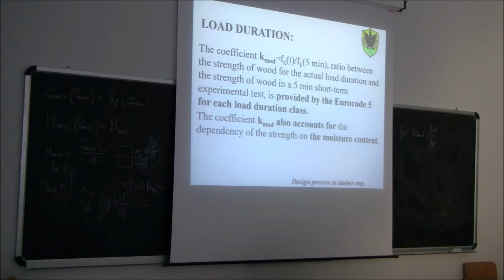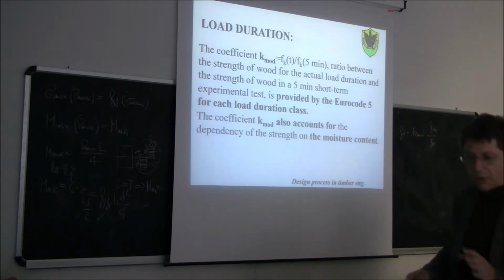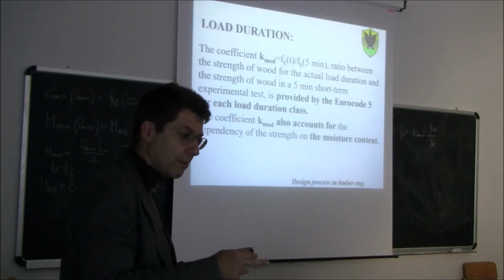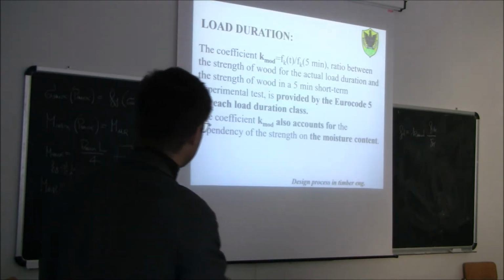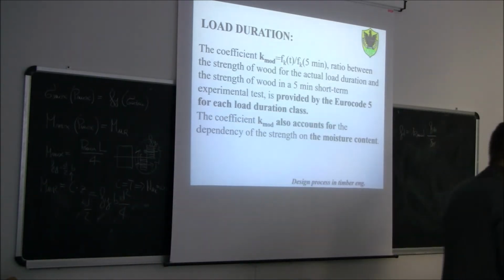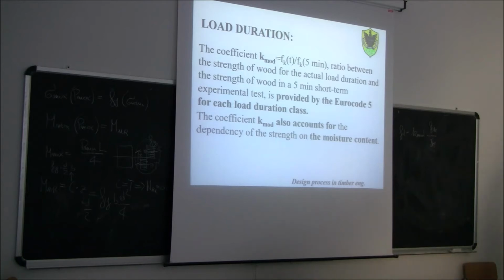Since K mod also accounts for the dependency of the strength on the moisture content, there will be different lines depending on what we can expect in terms of moisture content within the timber. So basically we will have a K mod table value for each load duration class and each what we call service class, where service class is a kind of conventional way to take into account a certain type of environment where the wood would get a certain value of moisture content.